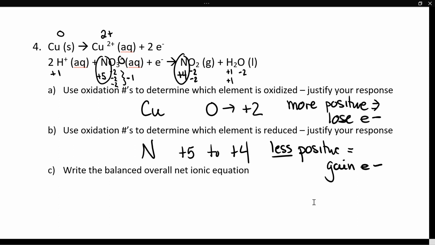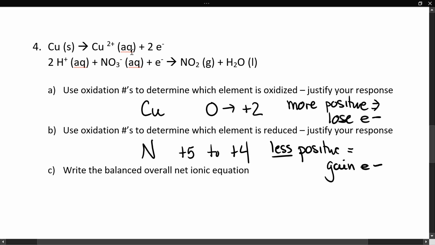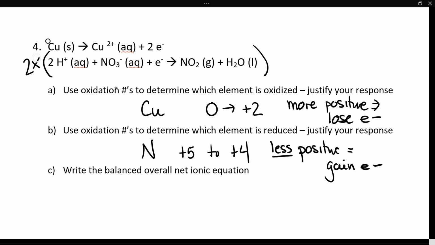So I'm going to go back here. I'm going to erase some of this because it's kind of a mess. And here we go. So right now, each copper atom is losing 2 electrons, but each nitrogen is only gaining 1 electron. So in order to have these add up to make a balanced overall reaction, I need to be gaining 2 electrons as well as losing 2 electrons. So what I'm going to do on the bottom here is take this whole equation and multiply it by 2.